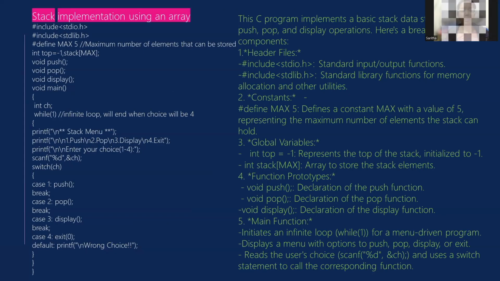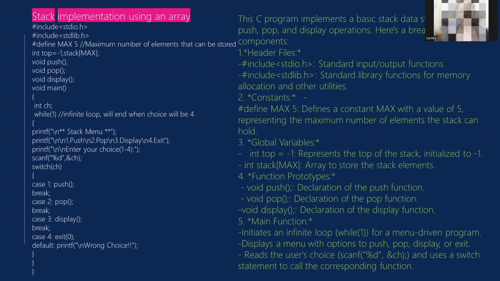So, here is a stack implementation using an array. We can see the program which is in C. We can see the header files: include stdio.h, the standard input and output functions, and one more header file, include stdlib.h, the standard library for memory allocation and other utilities. When it comes to constants, we define a constant MAX with a value of 5, representing the maximum number of elements the stack can hold.